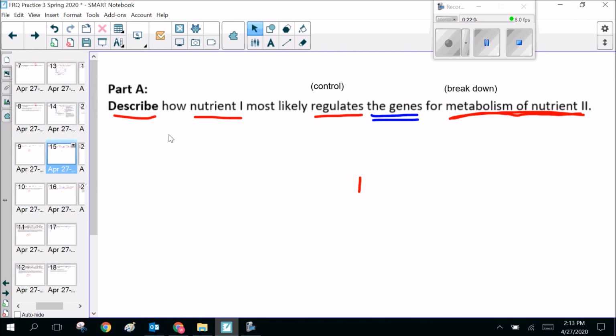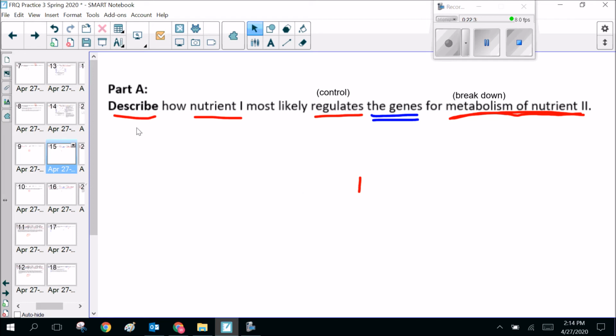So then, part A. Here's our background content knowledge. Describe how nutrient 1 most likely regulates the metabolism of nutrient 2. Now, again, we haven't really talked about gene regulation. But what does the word regulate mean? It means to control. And metabolism, of course, is breaking down nutrients into their chemical components so you can make energy, like ATP in cell respiration. Metabolism is what you do with food, right?